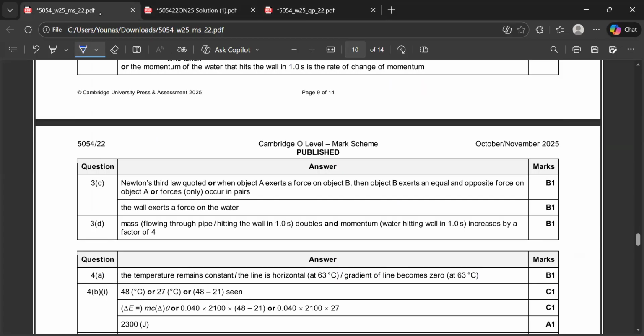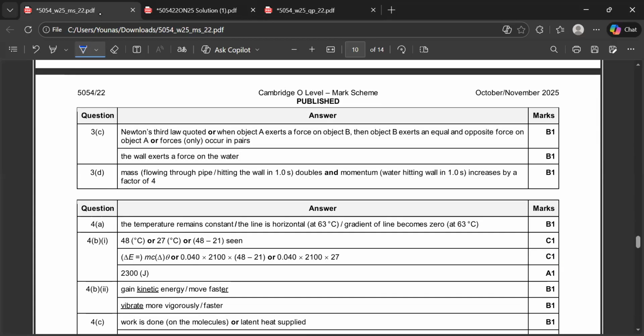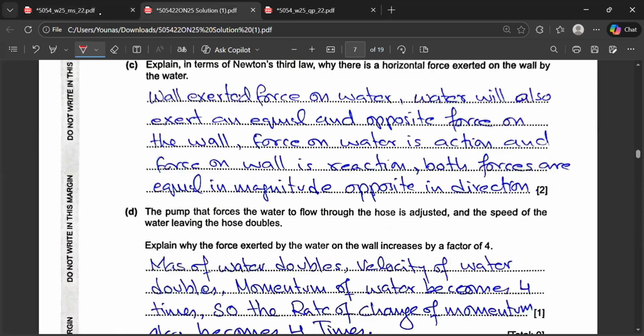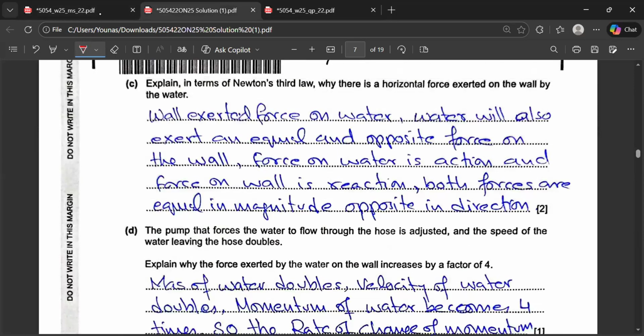Newton's third law quoted: when object A exerts a force on object B, then object B exerts an equal and opposite force on object A, or the forces only occur in pairs. The wall exerts a force on the water. So I hope you can write a good answer as well. This is my answer.